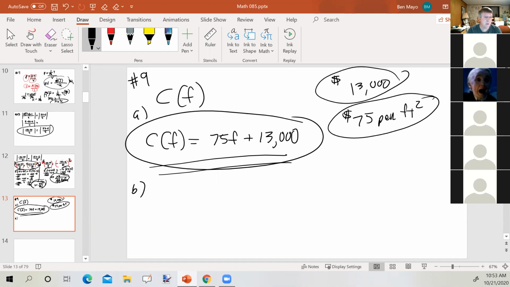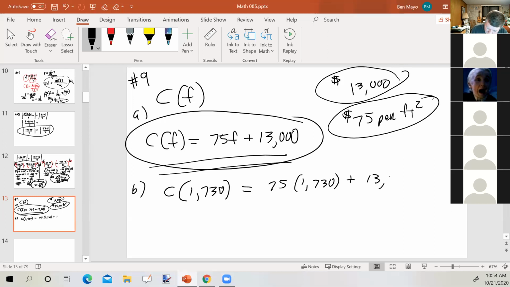Then part B, there's a follow-up question. It says, find the cost of a building to build a home having 1,730 square feet. So what they want us to do is find C of 1,730 square feet. So that becomes 75 times 1,730 plus 13,000.